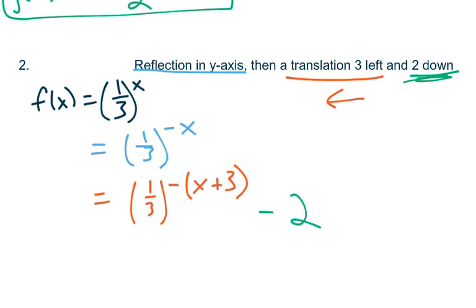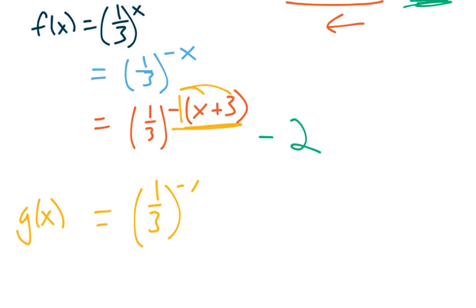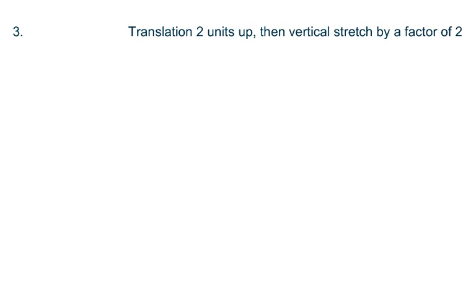If you want to simplify it a little more, you certainly can. We'll do it here in yellow. This will be g of x, we can clean this up just a little bit. We can distribute a -1 to the x and the 3, so we could have 1/3 to the -x plus 3 power, -2. Either one of these two would get you full credit on a quiz or test. Alright, let's try one more here.